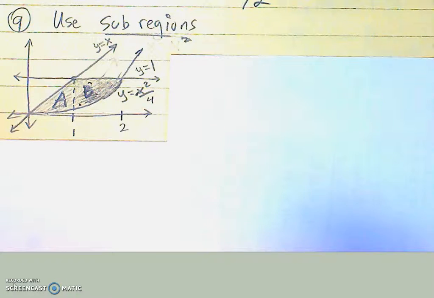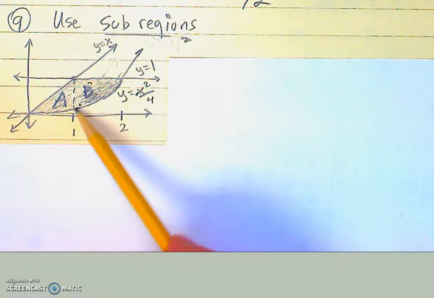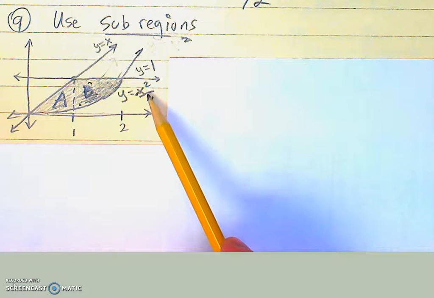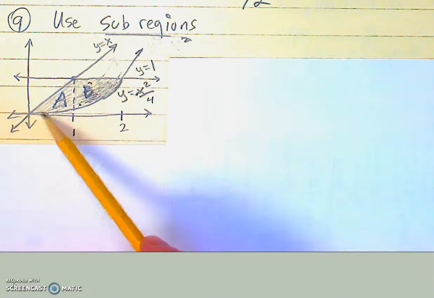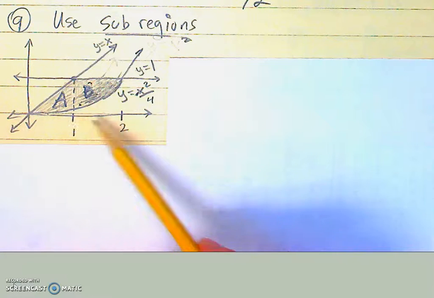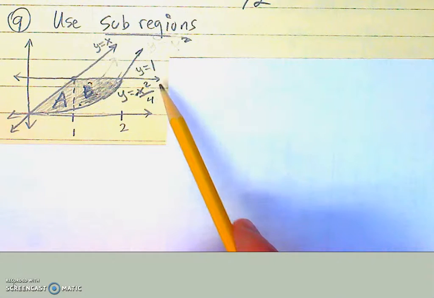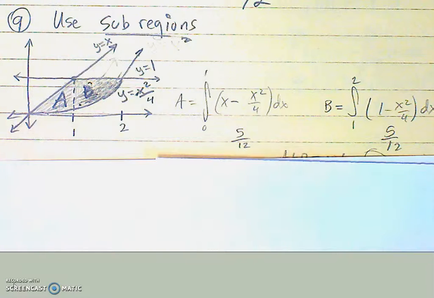Okay? And so you're going to integrate for A, you're going to integrate from 0 to 1 of x minus x squared divided by 4. This is x. This is x squared divided by 4. That's what you're going to subtract. Region B is the integral from 1 to 2 of 1 minus x squared divided by 4. Okay? So you can actually see those there.